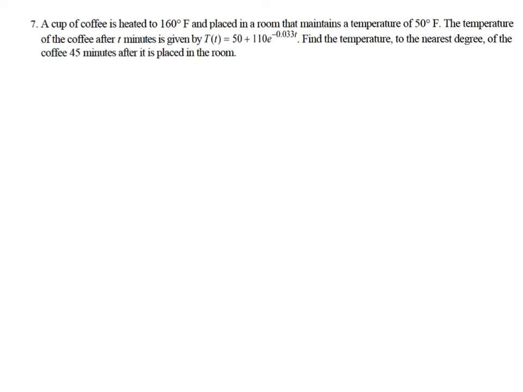And for our last question, it says, a cup of coffee is heated to 160 degrees Fahrenheit and placed in a room that maintains a temperature of 50 degrees Fahrenheit. Now, it says the temperature of the coffee after t minutes is given by T of t. Now, that means temperature after time t, and that is equal to 50 plus 110 times e raised to the negative 0.033 t. Find the temperature to the nearest degree of the coffee 45 minutes after it is placed in the room. Now, all you really have to do in this problem, something very simple here, is you just need to find what T of 45 is going to be.